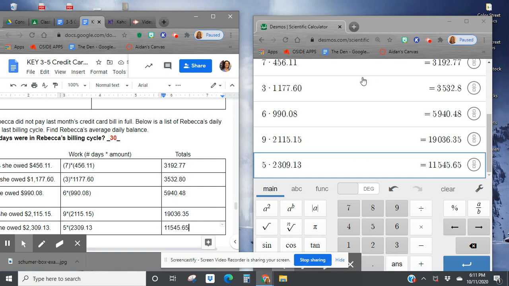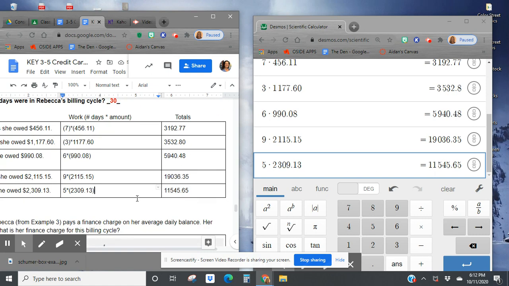So I am going to double check all my numbers here. 7 times 456.11, I got those numbers good. 3192.77. 3 times 1177.60, 3532.80. 6 times 990, 5940. 9 times 2115, 19,036.35. 5 times 2309 came out to 11,545.65. Okay, so I like all my numbers in the table.